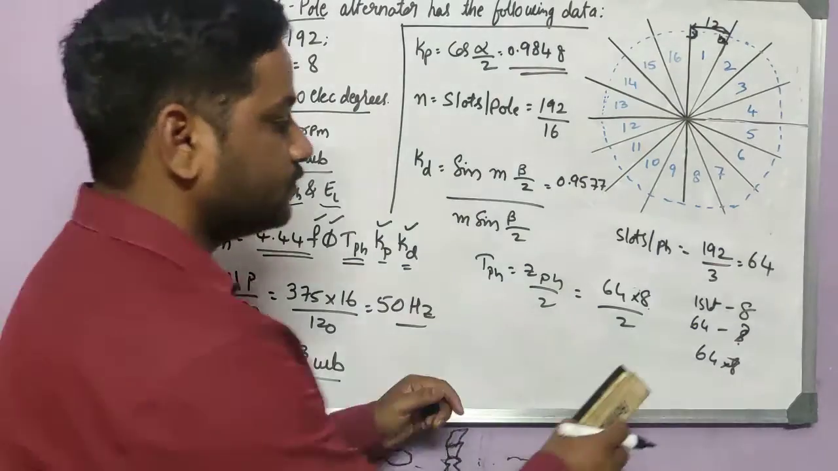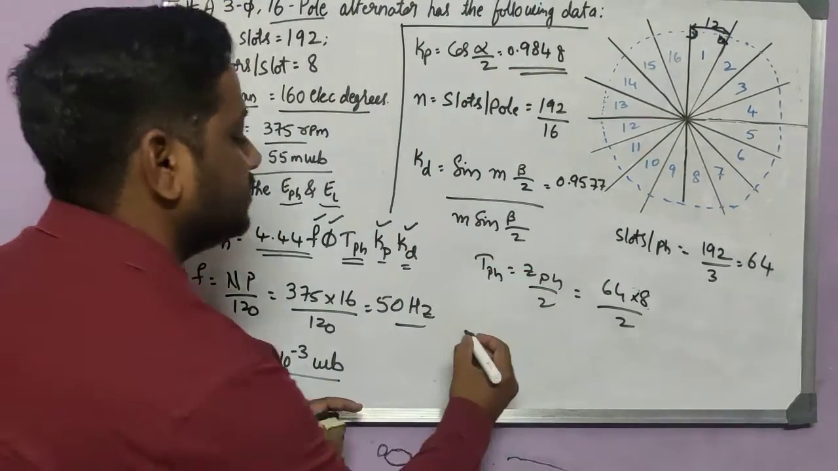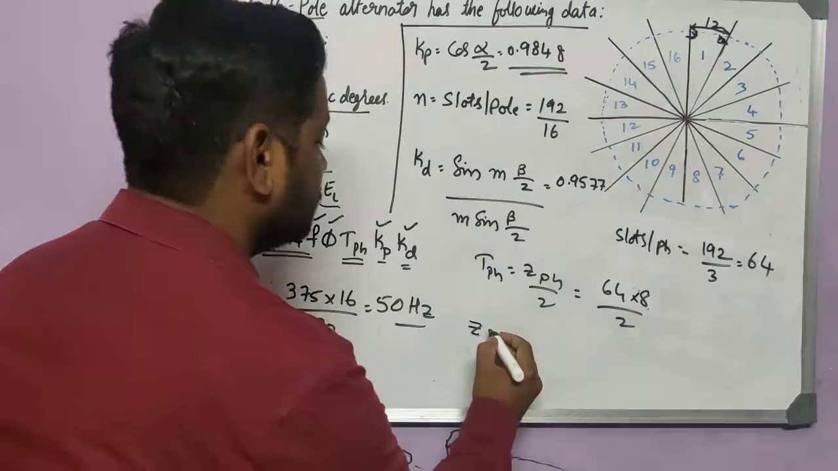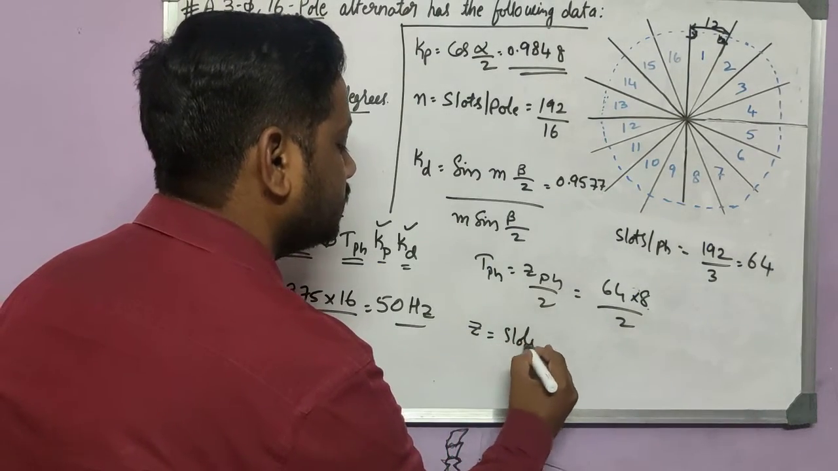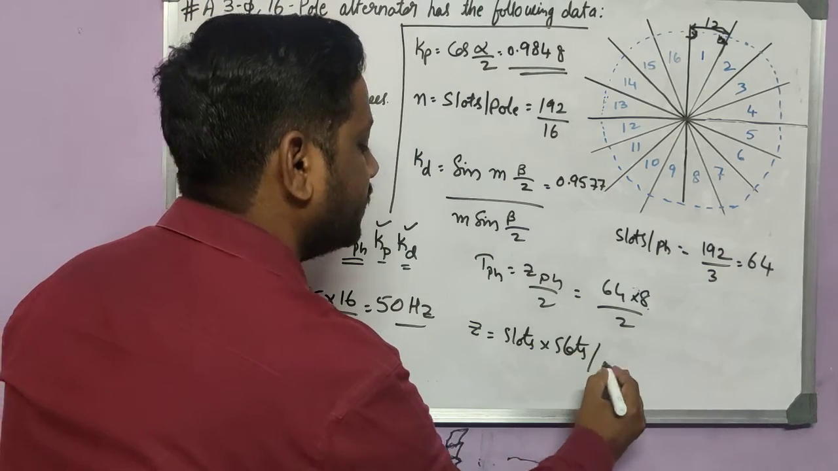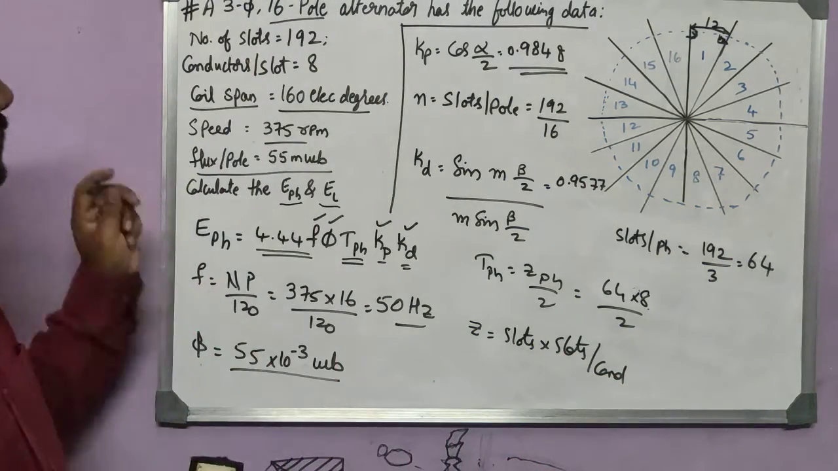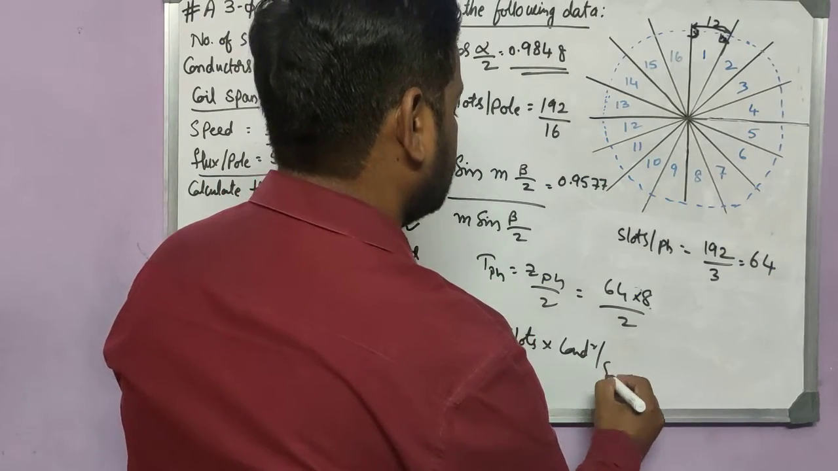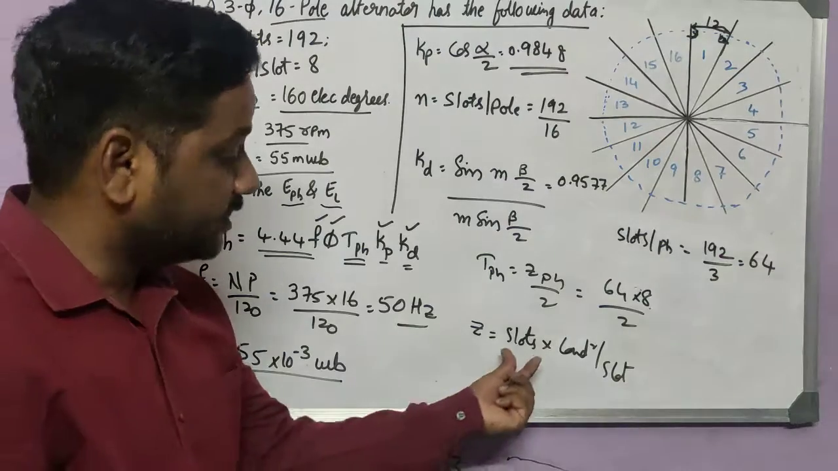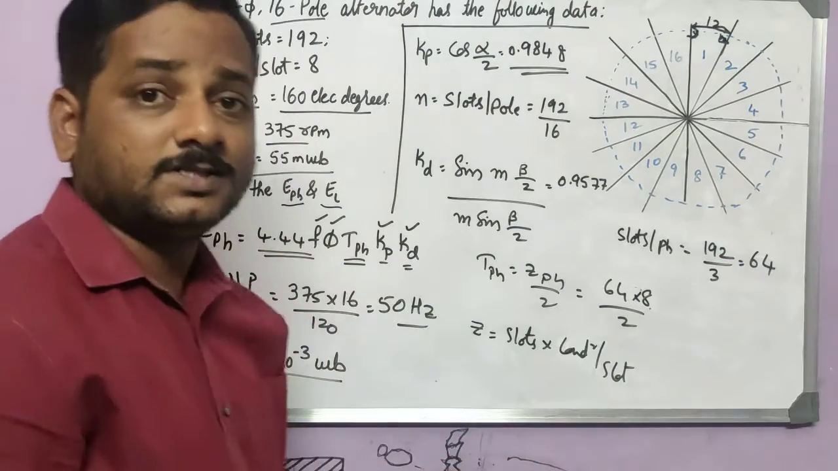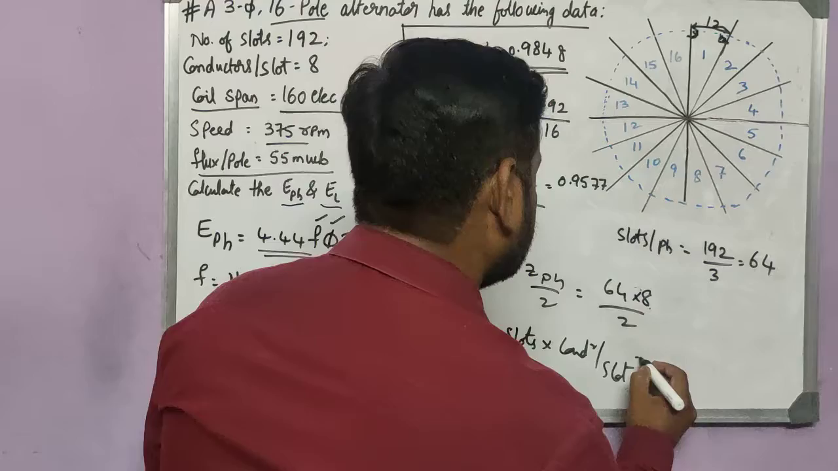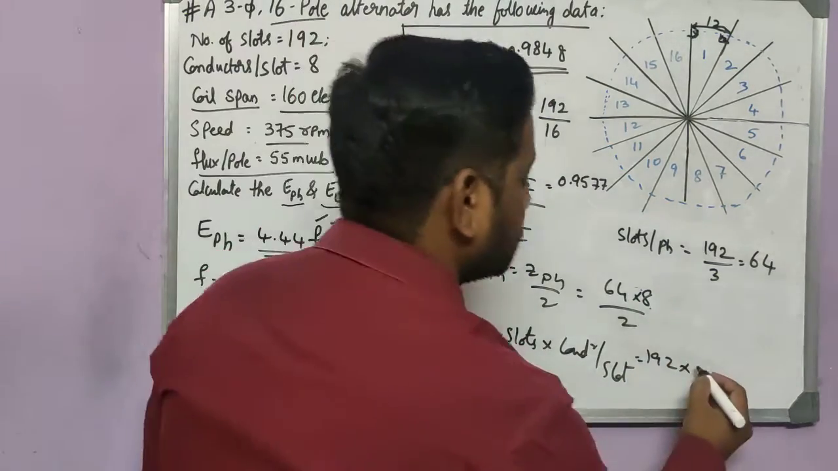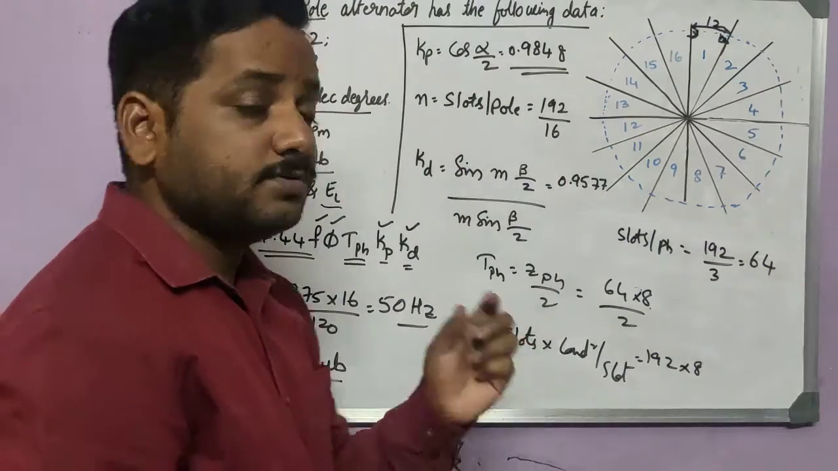Or we have another method to find the total number of conductors. Z phase is nothing but what? First let us find the total conductors. Z is the total number of slots into conductors per slot. This is another formula. I am taking total slots and conductors per slot. That will give the total conductors. So total conductors means 192 is the total slots into 8 conductors per slot. So this will give you total conductors.